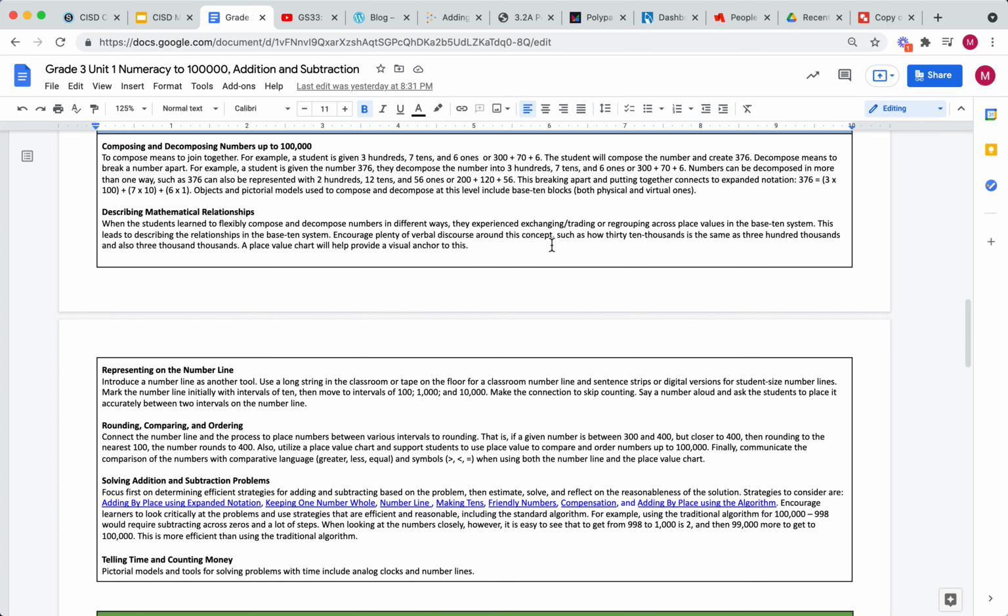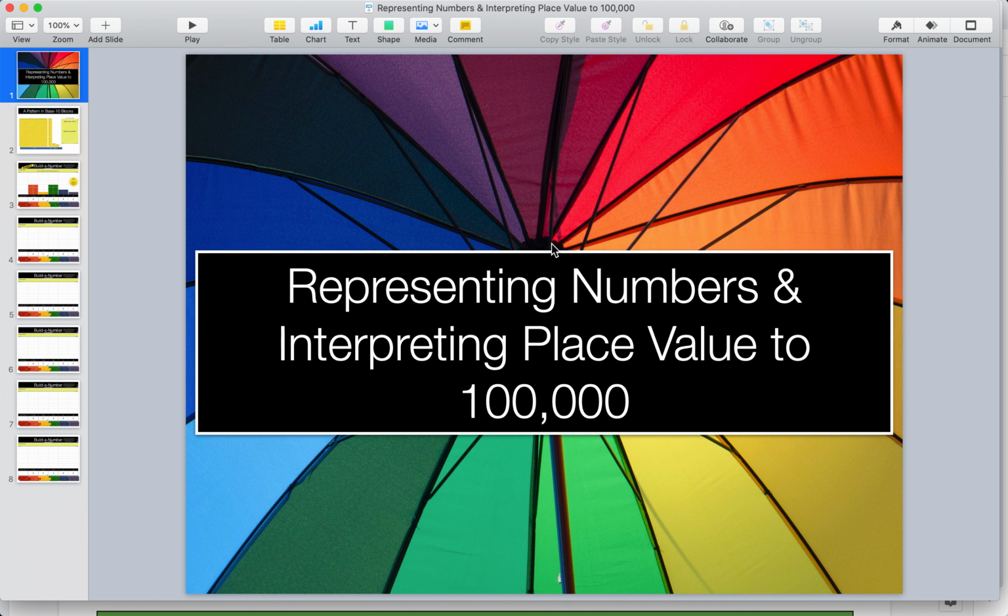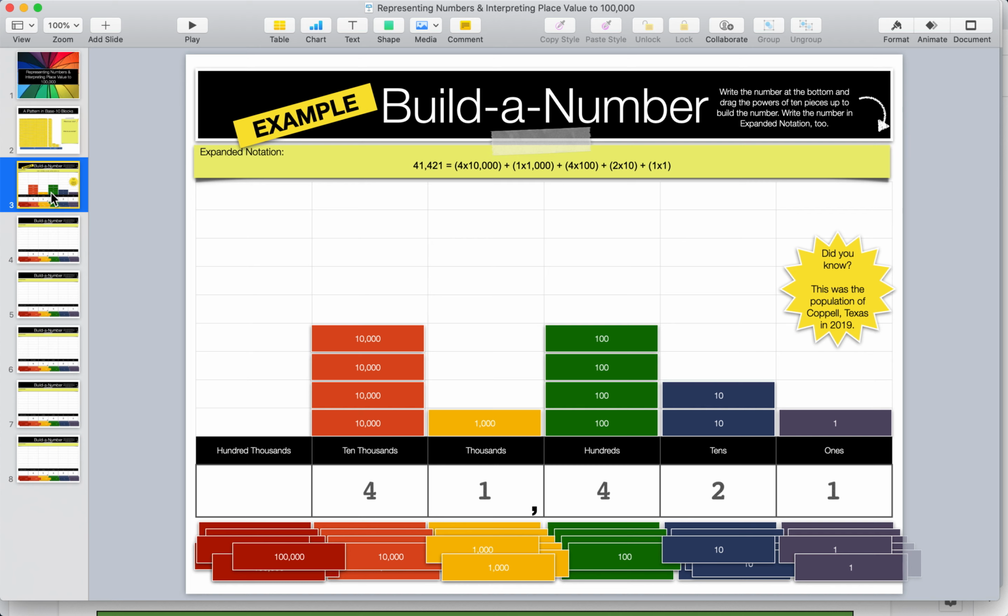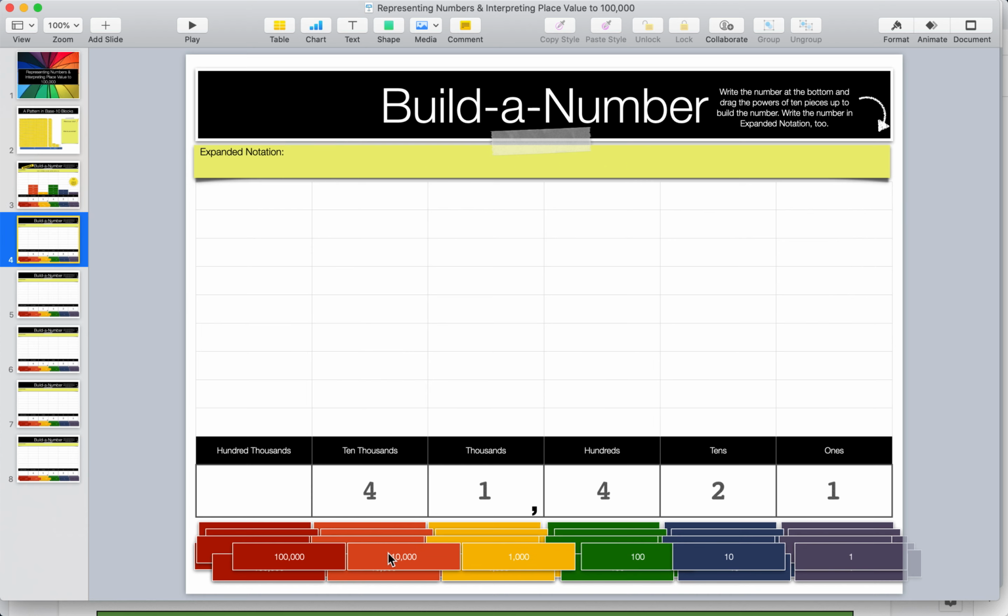So one resource that I've put together for you is this keynote file on representing numbers and interpreting place value to 100,000. This is for the students, and you'll see that there's an example where they build a number and then they write it in expanded notation. So for this, it's interactive and they can drag the numbers, each 10,000 up to represent the number, and they can also change this number to anything they would like.